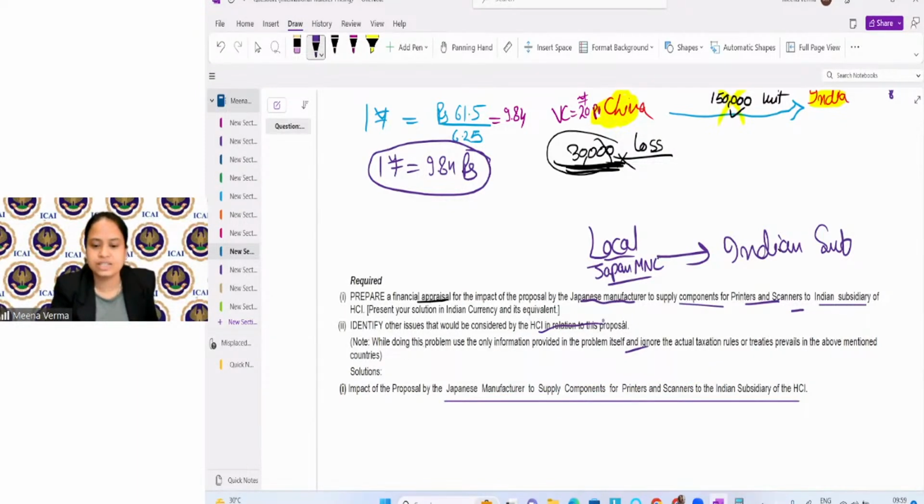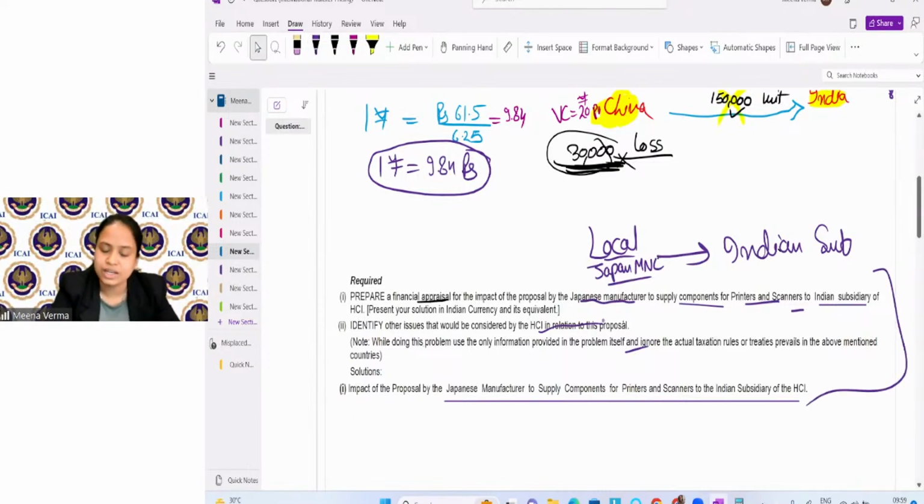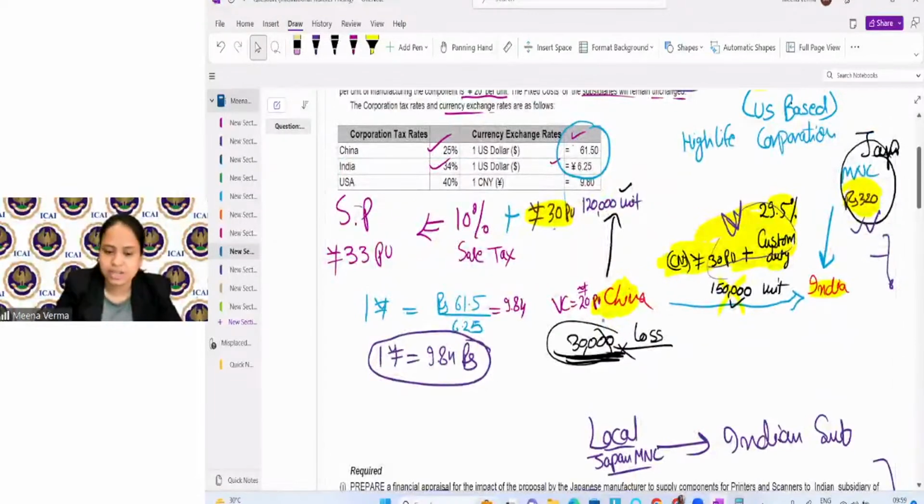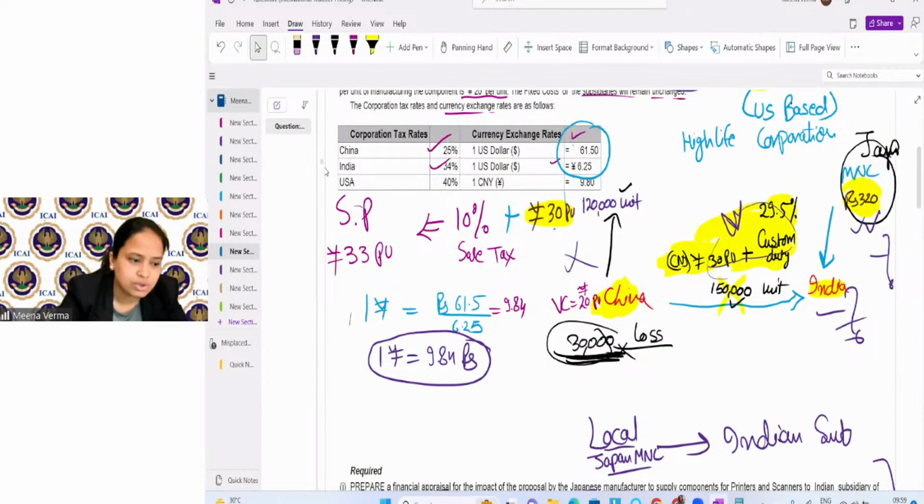Acha dekho, this entire question is on the basis of what only they are asking about, India and Japan. Matlab they are just asking about this point of view. They're not asking about the China point of view, whether it is profitable for China or not. They're just asking from the Indian point of view, whether it is profitable for India or not. How will you do it? Let me quickly tell you.